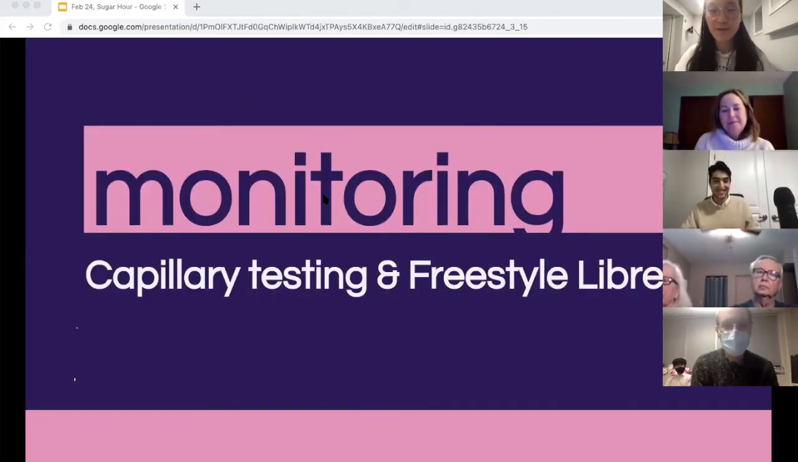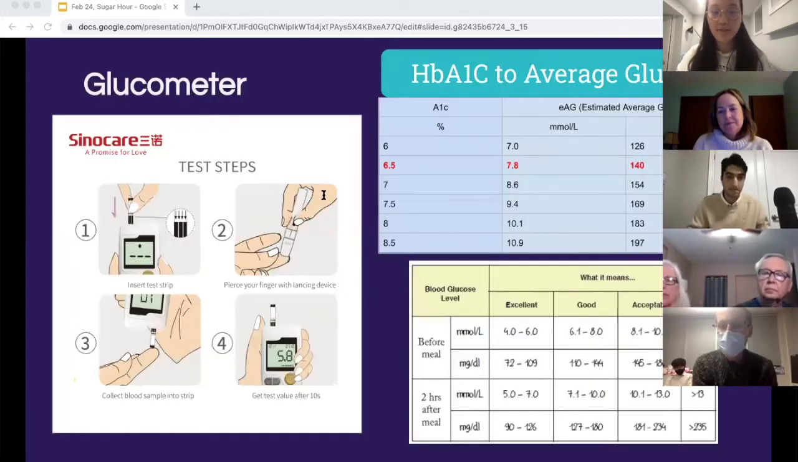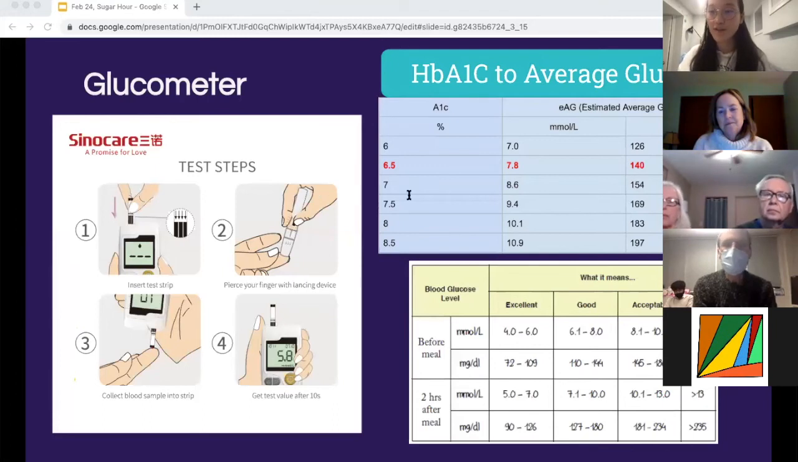Okay. Yeah, I'll be quickly going over how to monitor blood sugar levels. And I want to start by talking about probably the most common method, or what you are most likely using at home.